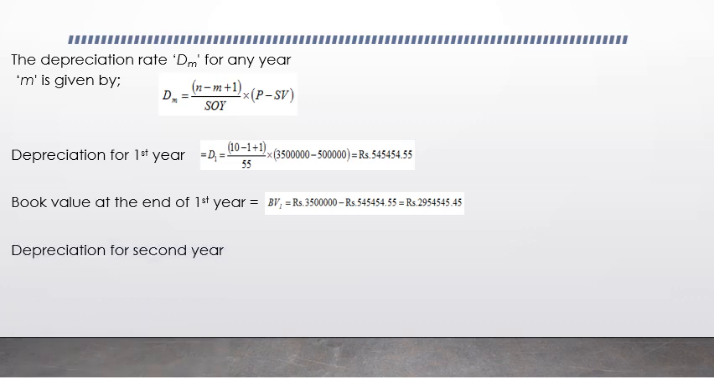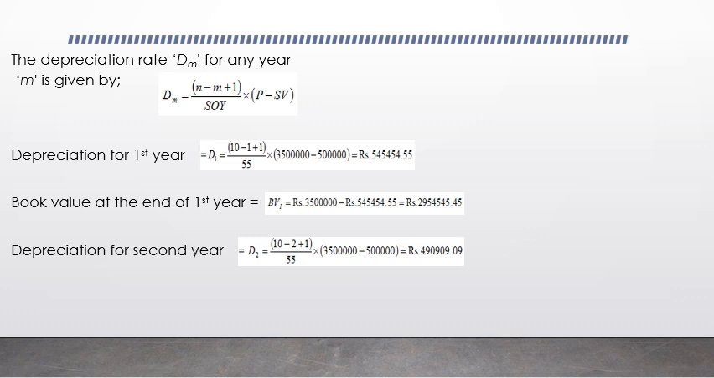Depreciation for the second year. What is the depreciation for the second year? Dm is equal to n will remain as 10, m will become 2 now because it is being calculated for the second year, plus 1, divided by 55, that will also remain the same as the earlier one, multiplied by 35 lakh minus 5 lakh, that will also remain as it is. So it comes out to be 490,909.